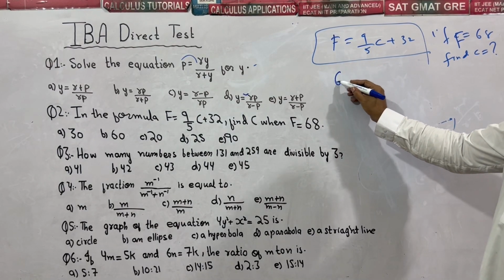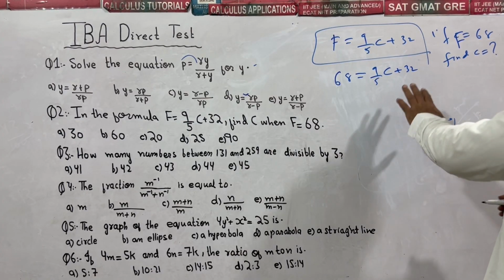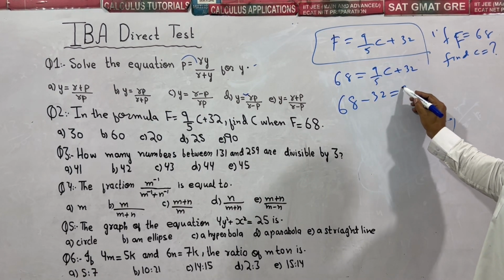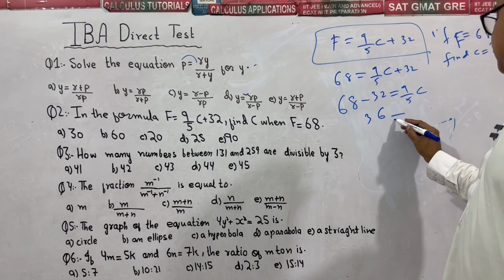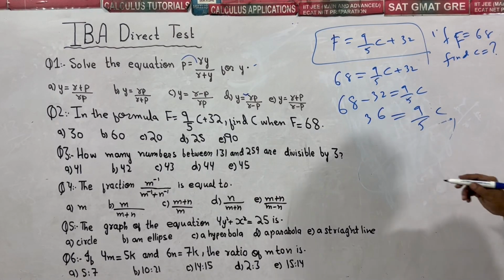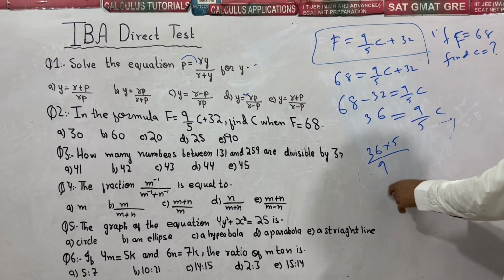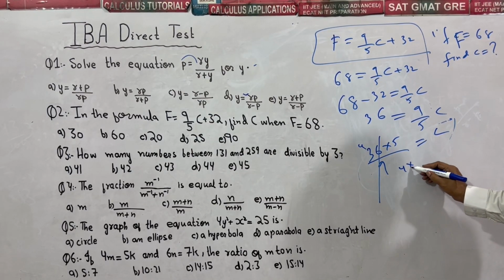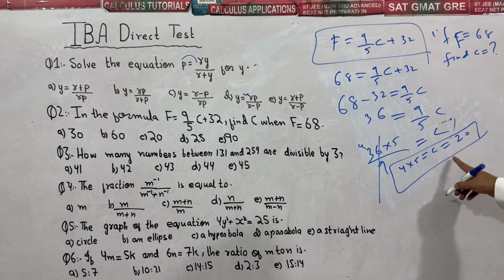Put 68 instead of F: 68 is equal to 9 over 5 times C plus 32. Shift 32 here, it will become 68 minus 32 is equal to 9 over 5 C. 68 minus 32 is 36. 9 over 5 C: 5 is in multiplication, 9 in division, so solve for C. 36 times 5 divided by 9 is equal to C. Applying the table of 9, 4 times 5. C is equal to 20 in that case.